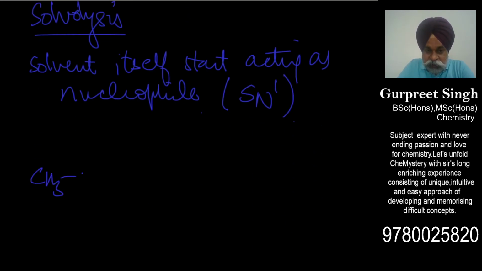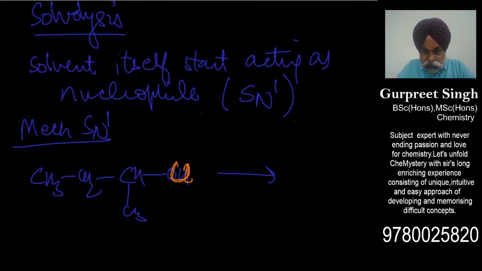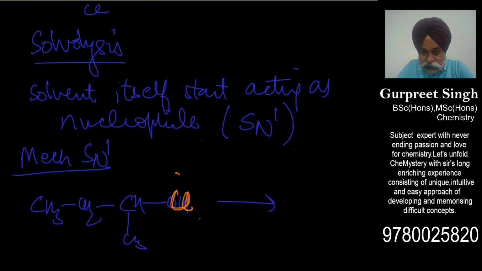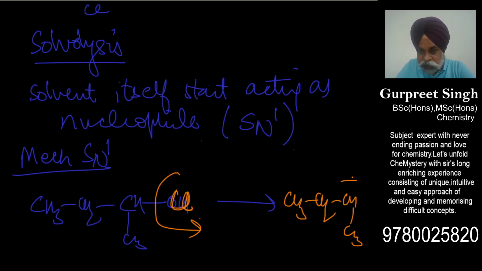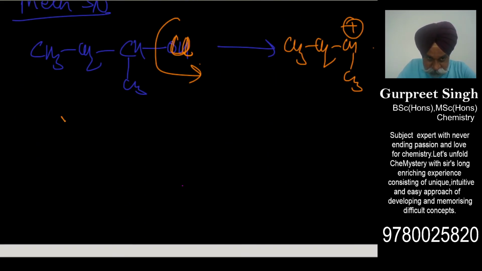So the first step in this mechanism of SN1 is that Cl negative goes out, leaving behind a carbocation. And this carbocation, if I show it with stereochemistry, they are showing it somewhat like this.